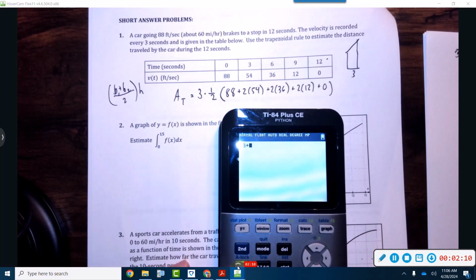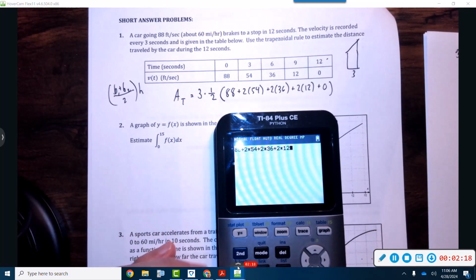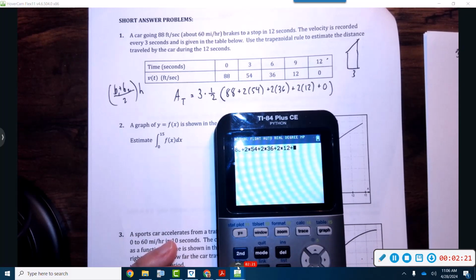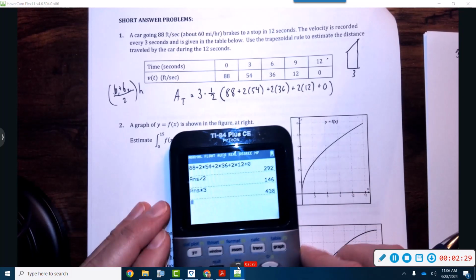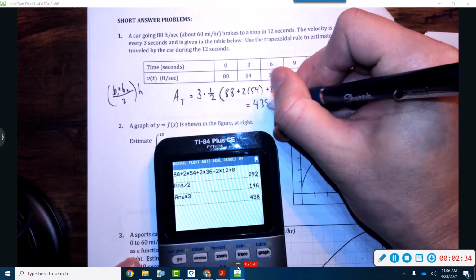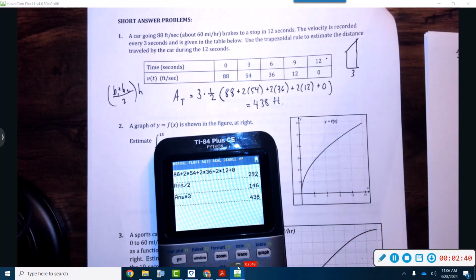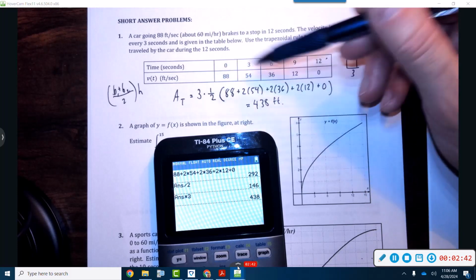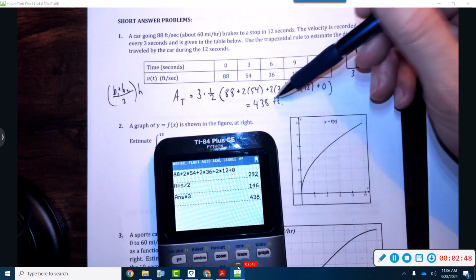I'm going to do the inside first: 2 times 36 plus 2 times 12, plus 0, divide by 2, multiply by 3, and we get 438. So the total distance that it traveled was 438 feet. Okay, so that's the trapezoid rule. Again, you could calculate these one by one. If you forget this nice little setup, it's totally fine, and as long as you're careful, you'll get the same answer.